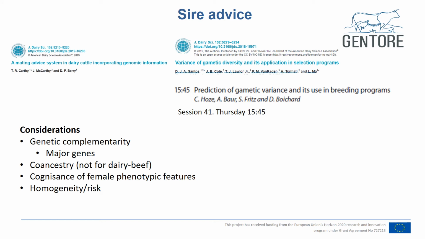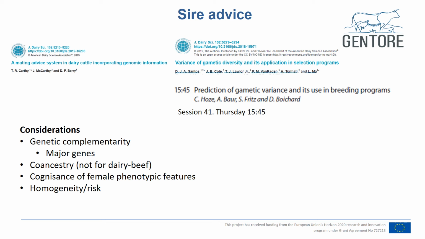And once you have identified those animals, then the next question is, well, what sire do I use on those? And although there's good information here from a dairy perspective on sire advice systems, there's less so in beef. And when developing these decision support tools for sire advice, there are many considerations. So firstly would be genetic complementarity. For example, if you had a cow who had poor carcass conformation and good carcass weight, then you might want to do assortative mating to correct for those deficiencies.